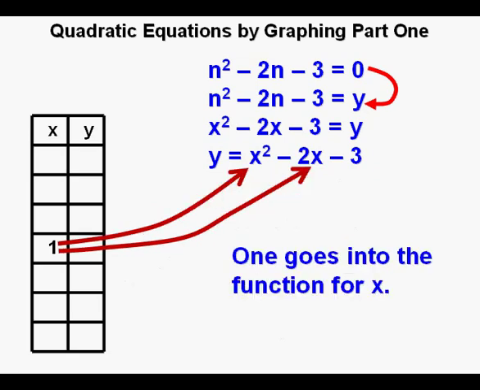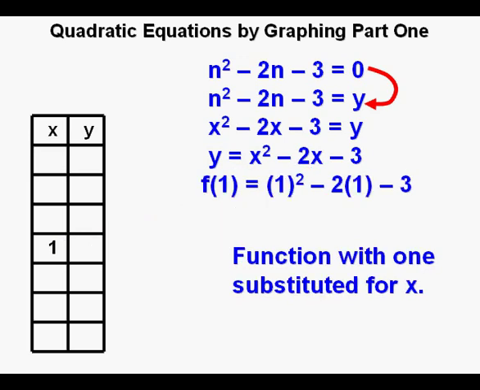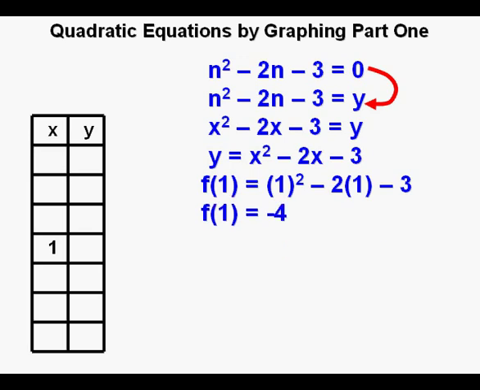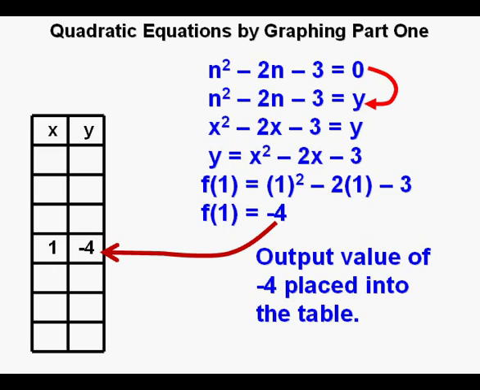And from here, Joe takes the input value of 1 and inserts it into the original function where the x's are in 2 places here. So we end up getting f of 1 equals 1 squared minus 2 times 1 minus 3. And this simplifies to f of 1 equals negative 4. And we place this output value of negative 4 right next to the 1 in the right column of the table.